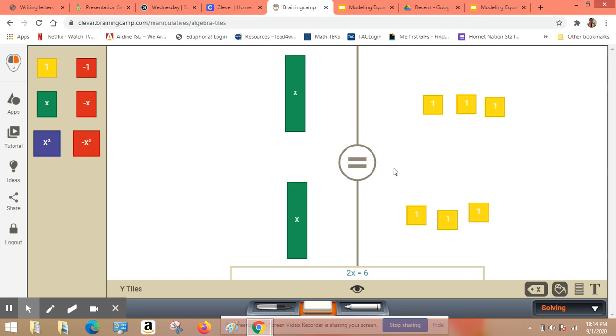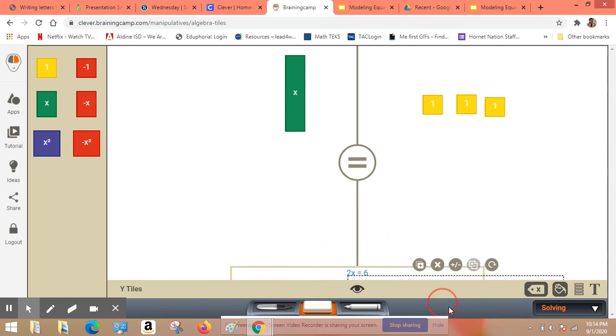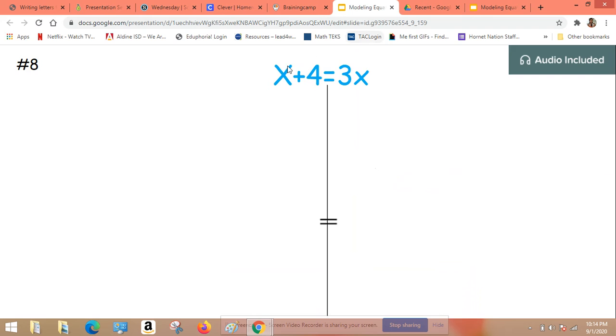So this shows me that x equals 3. So 1x equals 3. Right here at the bottom, it's going to tell you as well. So keep modeling.